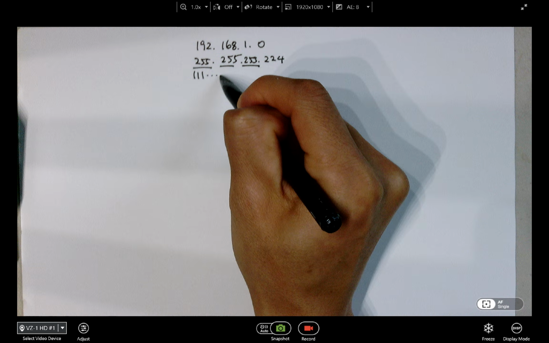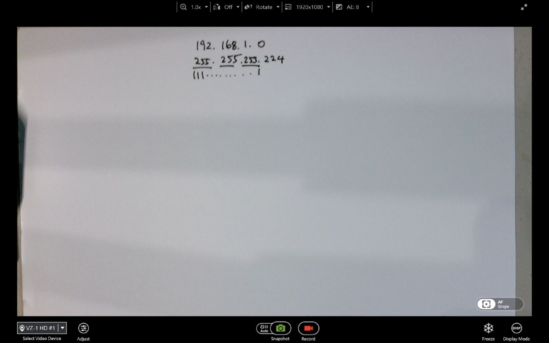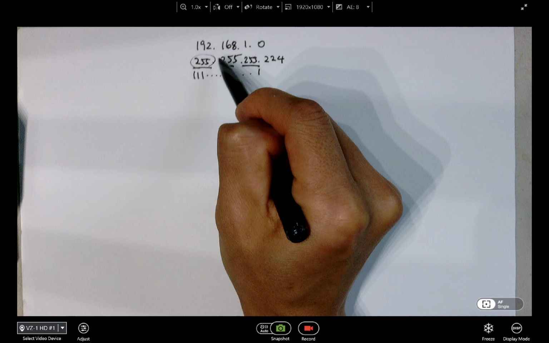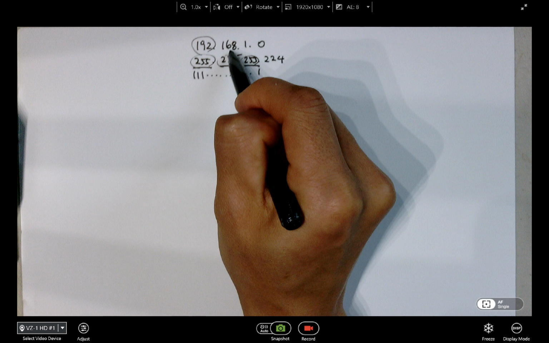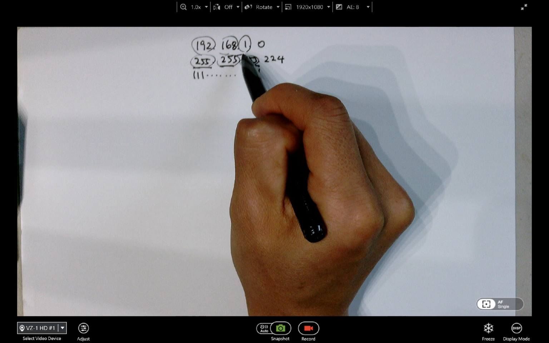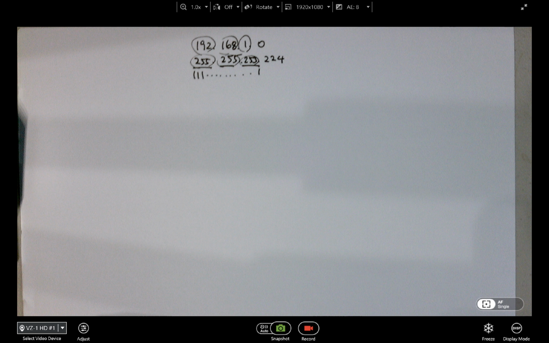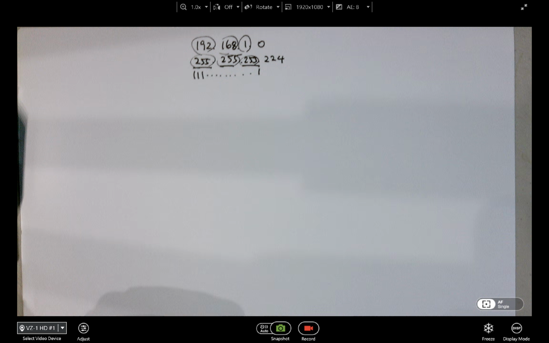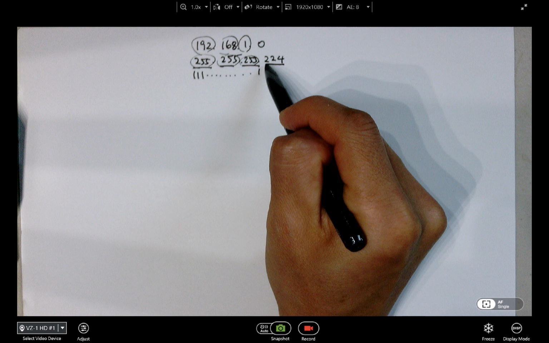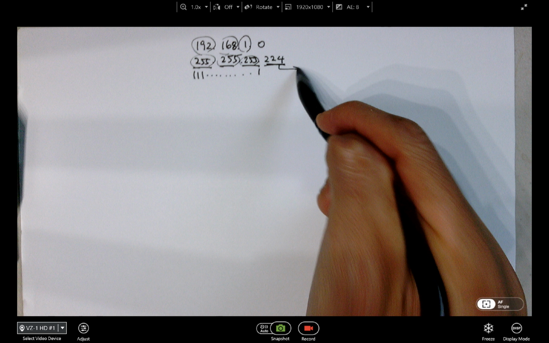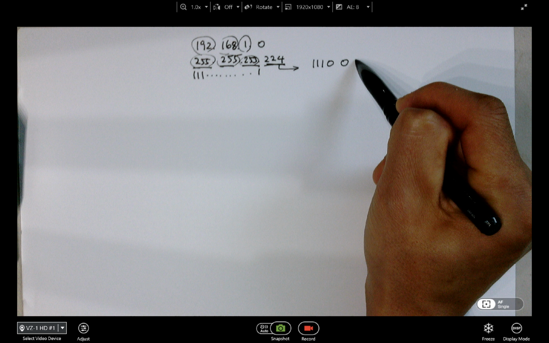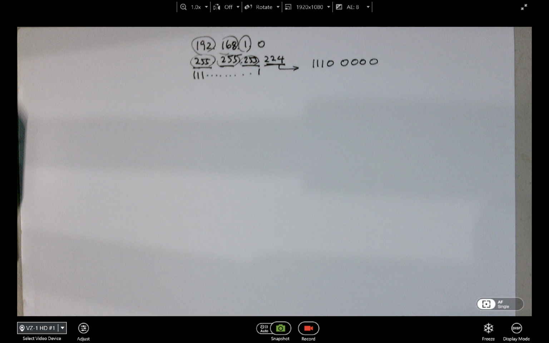So we know that this is going to be all ones, all the way to here. So that's why the first 3 octets, we know, are going to be part of the network portion. So I don't have to reconvert this number to a binary form. But 224, I have to convert to a binary form, which is 11100000. So that's the binary form.